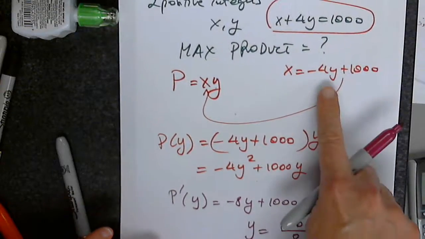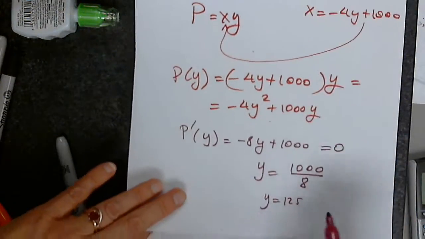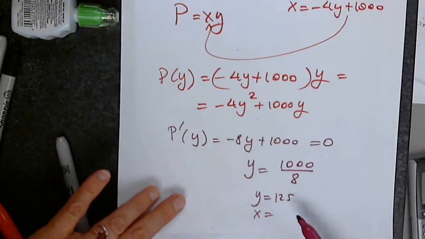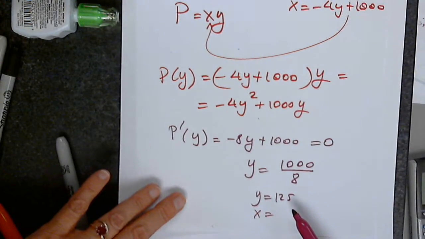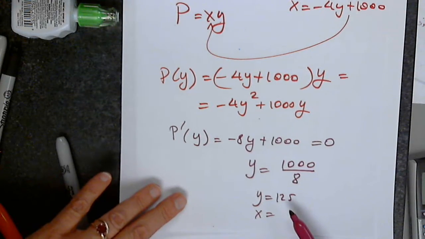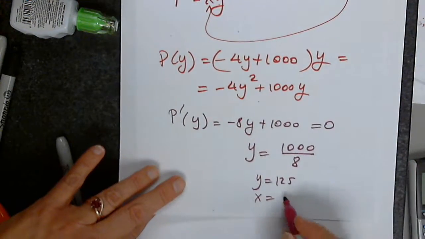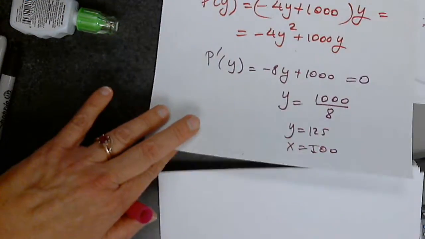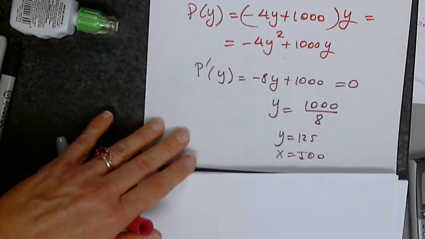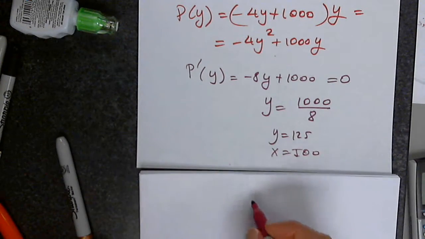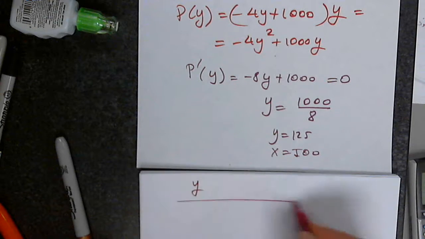If y is 125, then how much is x? Negative 4 times 125 will be negative, what is it? 500, right? Plus 1,000 is 500. But I also have to convince you that y equals 125 gives us a minimum. I'm sorry, maximum. I haven't convinced you yet.